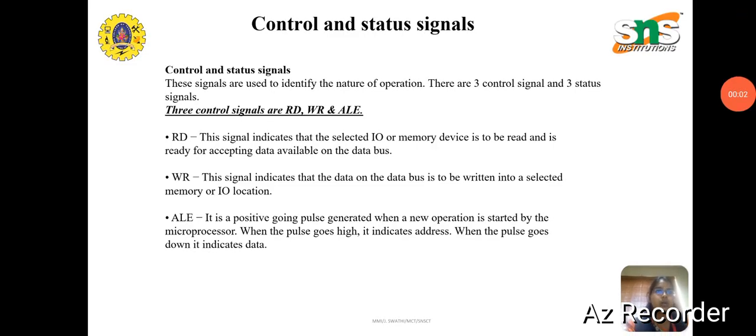In this lecture, we are going to discuss the control and status signals. These signals are used to identify the nature of the operation. There are 3 control signals and 3 status signals. The control signals are read, write and ALE.